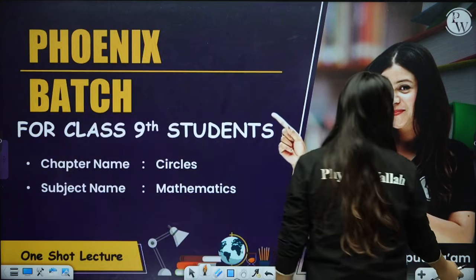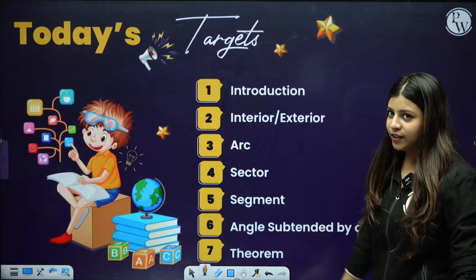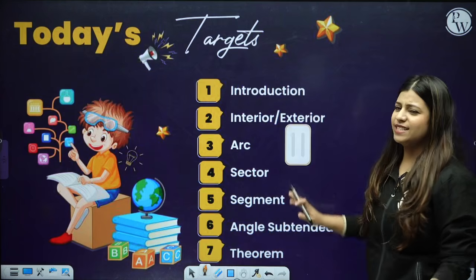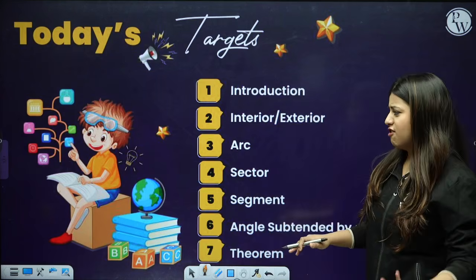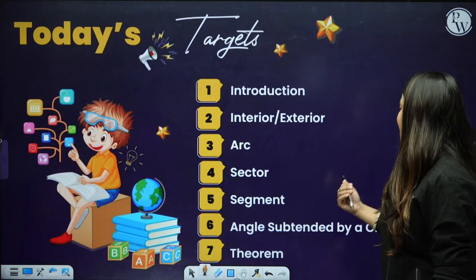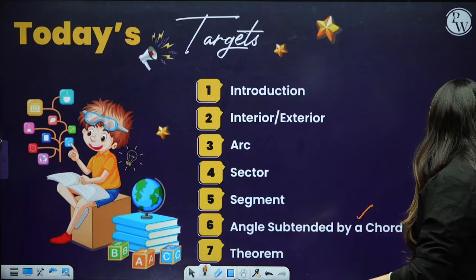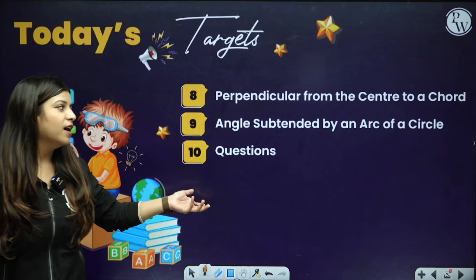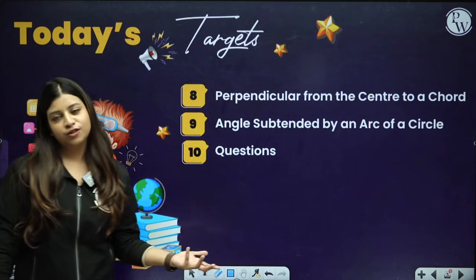The very first thing is the topics to be covered in this lecture. We are going to start with the introduction, what is the exterior and interior of a circle, arc, sector, segment, angle subtended by a chord, theorems, perpendicular from the center, angle subtended by an arc of a circle, and some important questions related to this.